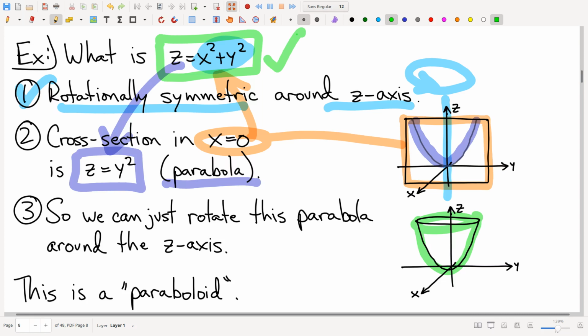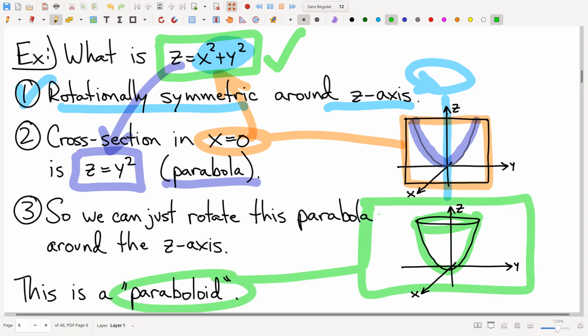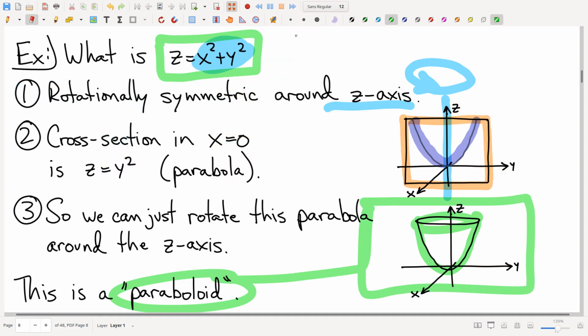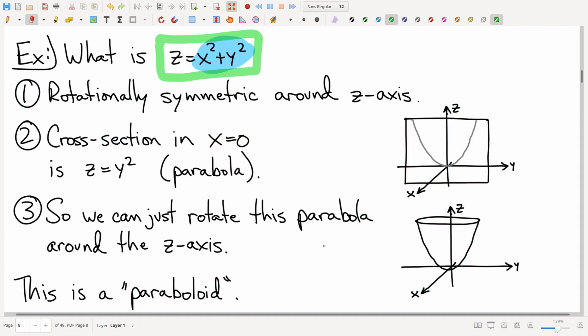Okay. A little quick lingo first. This is called a paraboloid. It's because it's a rotation of a parabola. Now to your question, she brings up a valid complaint that, wait a minute, I thought it had to be square root of x squared plus y squared. Where's the square root?